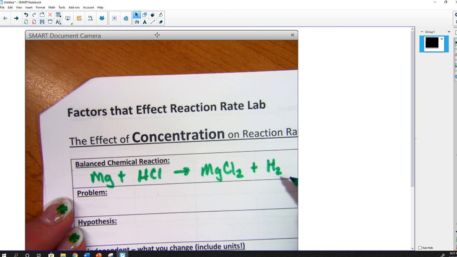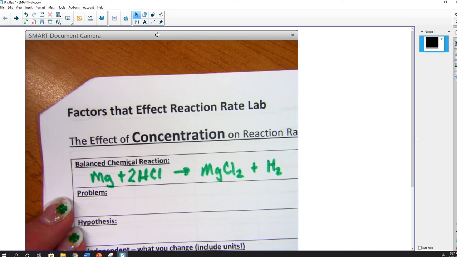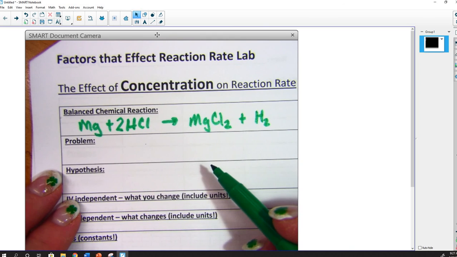Now I need to go back and fix something to balance it. What do I need to do? I need to put a 2 in front of the HCl, right? So I have two hydrogens and two chlorines on both sides. So the next thing that we need to do is write the problem. What is the problem?